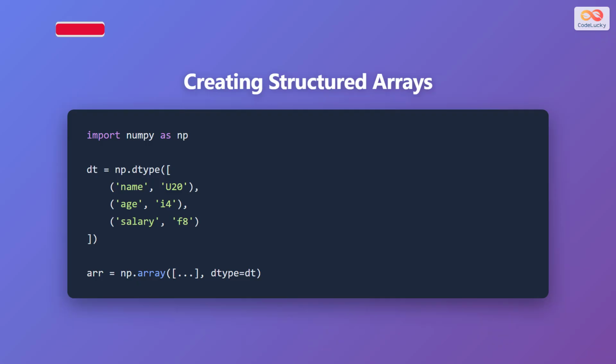To create a structured array, you first define a data type using NumPy.dtype. The dtype is a list of tuples, where each tuple contains a field name and its data type. In this example, we define 3 fields: name as a Unicode string of up to 20 characters, age as a 32-bit integer, and salary as a 64-bit float. Once the dtype is defined, you create the array using NumPy.array and pass your data along with the dtype parameter.